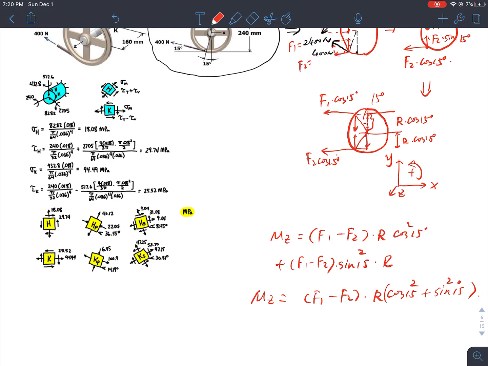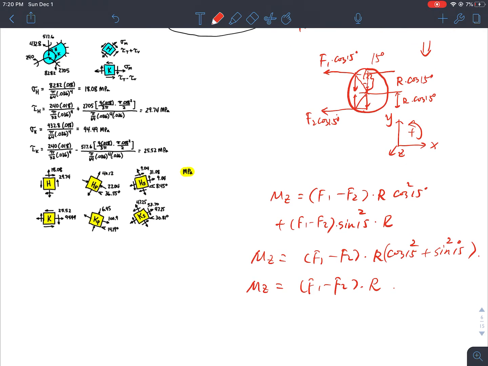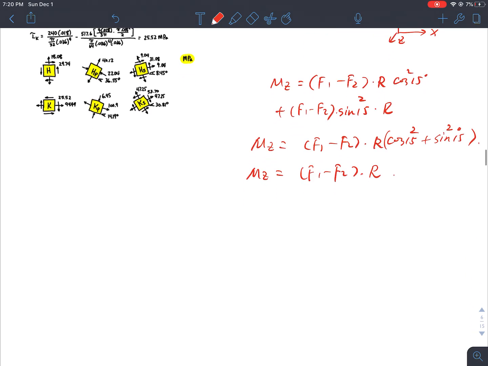So essentially, these are the bending moments I have. But you quickly realize that this is basically (F1 minus F2) multiplied by R. So actually, it took a long way to prove that if I want to find the moment on this wheel, you just need to sum the moments separately.